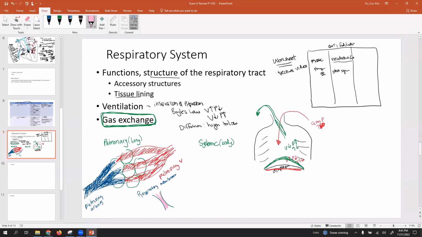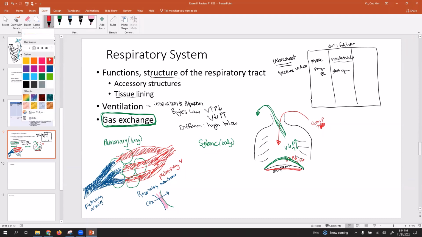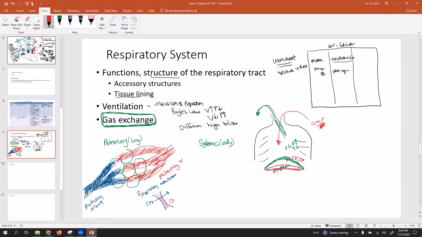Okay. So the gases, CO2, is higher in the pulmonary arteries than it is in the alveoli. So CO2 is going to cross over like this. Oxygen is higher in the alveoli than it is in the pulmonary arteries, so it's going to cross over like this. Okay.